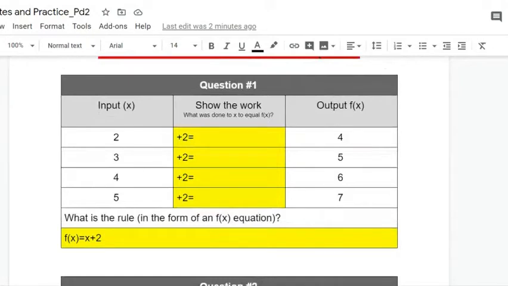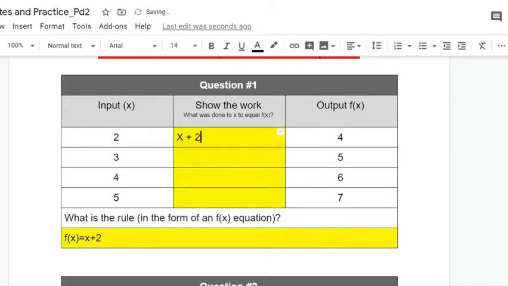We have 2 that goes to a 4, a 3 that goes to a 5, a 4 that goes to a 6. I'm actually going to delete it so you can actually see my thinking. And a 5 that goes to a 7. Now, what I'm going to ask you to do is actually show what you're thinking right now. So if the x is 2, so we have an x, which is 2, what did I have to add to that x to make it 4?